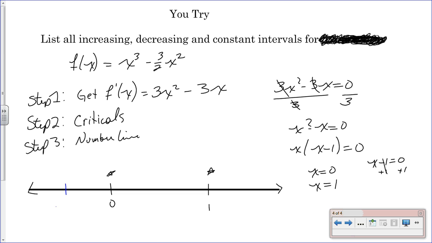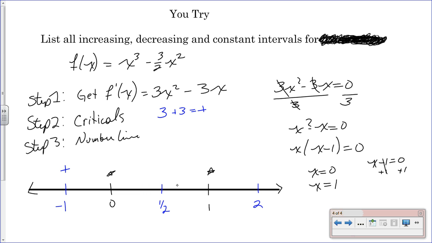So let's do -1. Let's find one in the middle. Well, let's just go exactly half and use 1/2. And then let's come over here and use 2. If we plug in -1 to our expression, we get 3 times -1 squared, which is 3, and then minus 3 times -1, that's -3. 3 minus -3 is +3. So that equals a positive number. So for this interval, it's positive.